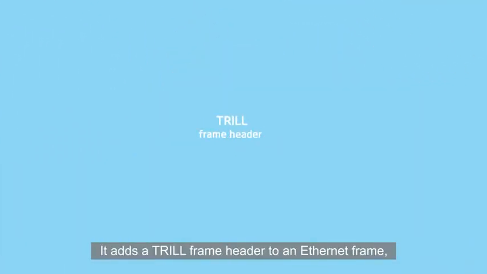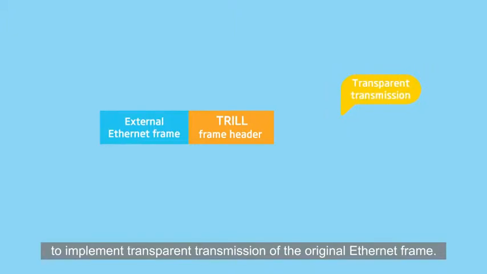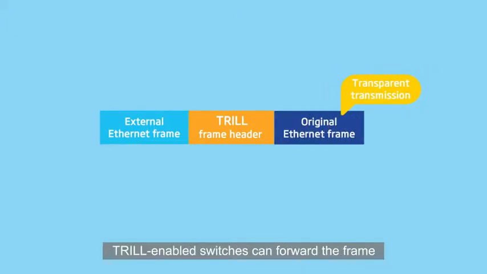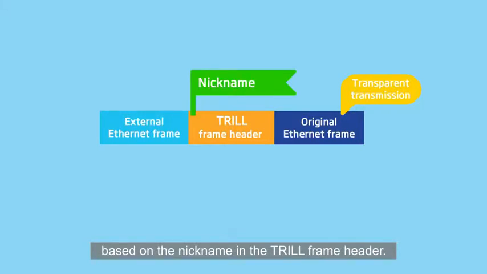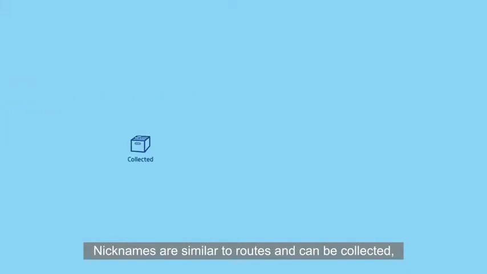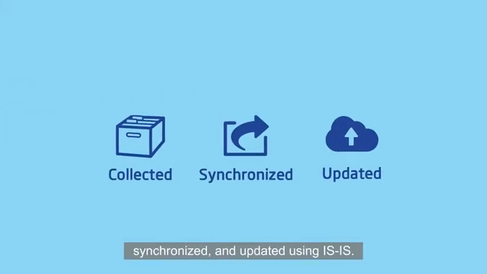It adds a TRILL frame header to an Ethernet frame and encapsulates the frame in a new external Ethernet frame to implement transparent transmission of the original Ethernet frame. TRILL-enabled switches can forward the frame based on the nickname in the TRILL frame header. Nicknames are similar to routes and can be collected, synchronized, and updated using ISIS.